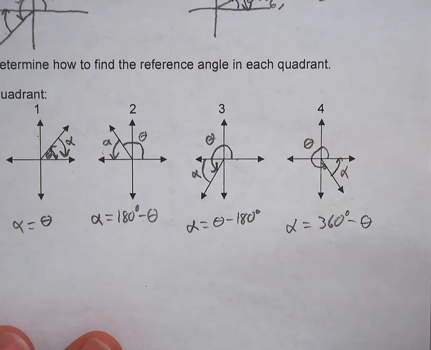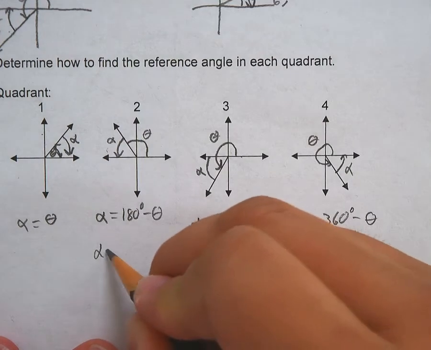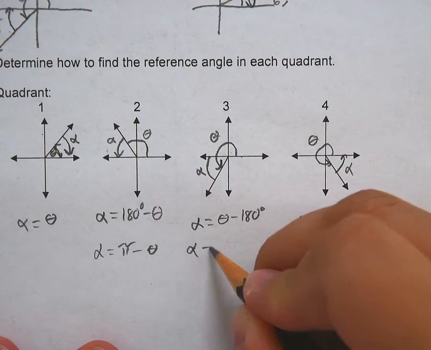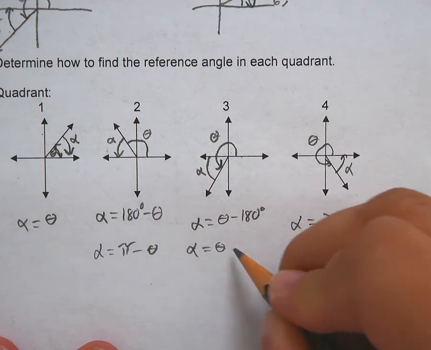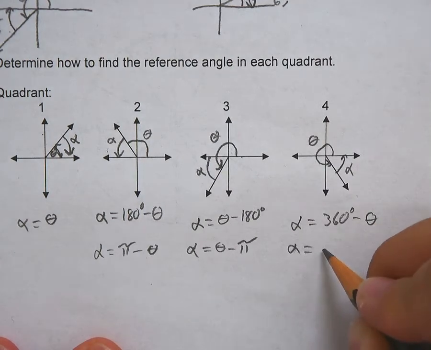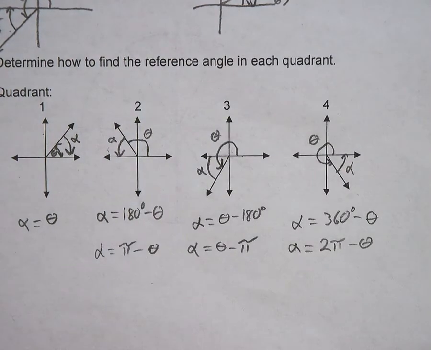Now you could also convert all of these to radians. Nothing really changes for quadrant 1, but here alpha will be pi minus theta. Here alpha will be theta minus pi, and in quadrant 4 alpha will be 2 pi minus theta. Just convert them to radians. Alright? So really nothing crazy going on, just a vocabulary lesson basically. It's just understanding what a reference angle is and how to find it.